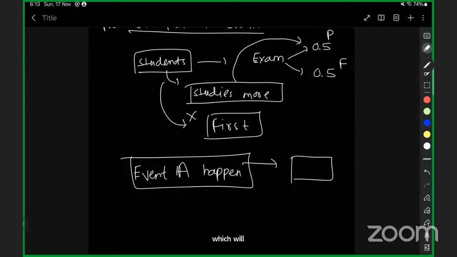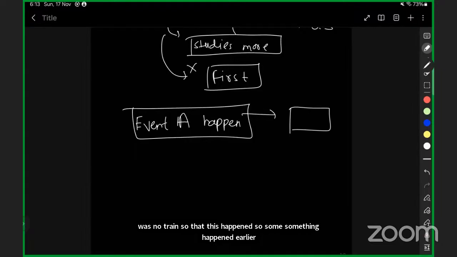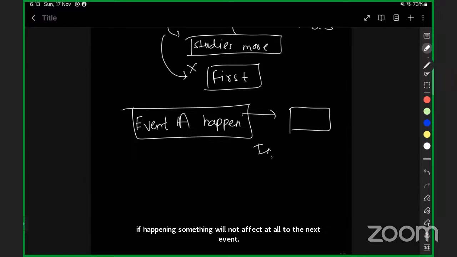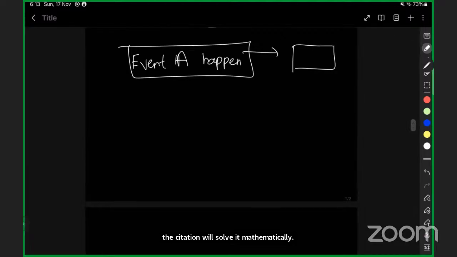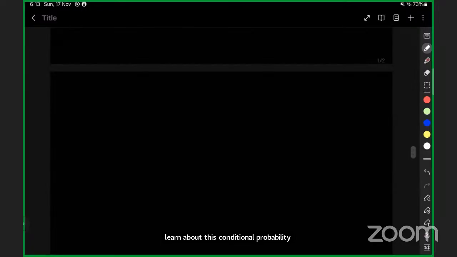Let's say rain happened and I couldn't reach the class, or there was no train. So something happened earlier, and that's why it will affect whatever is going to happen next. So these cases are not independent. But if something happening will not affect the next event at all, they are called independent events. This intuition we will solve mathematically, but before that we need to learn about conditional probability. Then I'll prove that. Okay, fine.